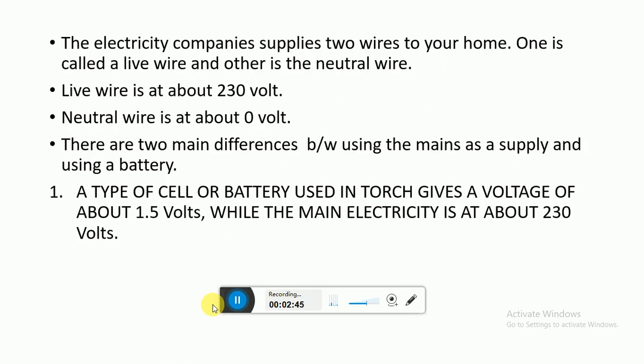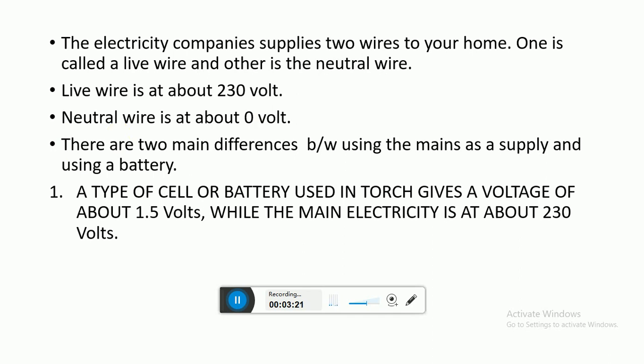The electricity company supplies the electricity by two wires to your home. One of the wires is called the live wire, and the other wire is called the neutral wire. The live wire is at about 230 volts. This is the voltage of the live wire, and the neutral wire is at about 0 volts. Okay, that is the voltage of the neutral wire.